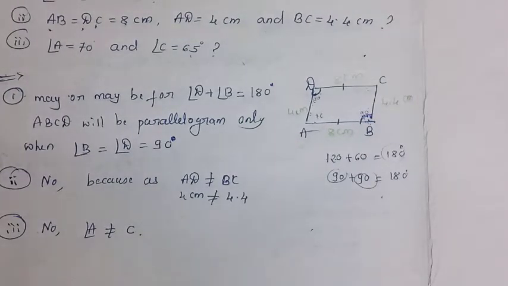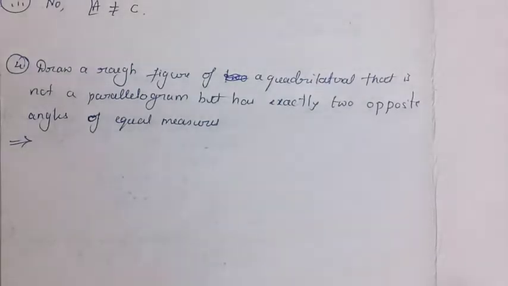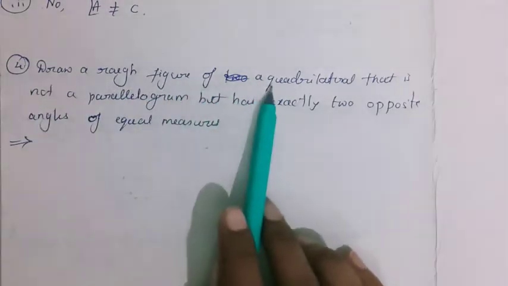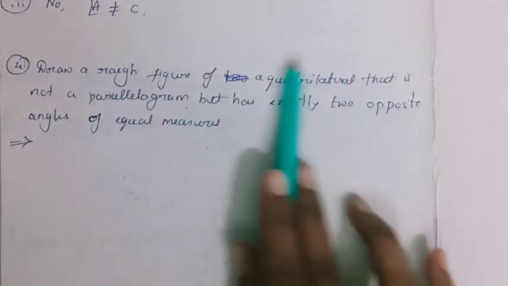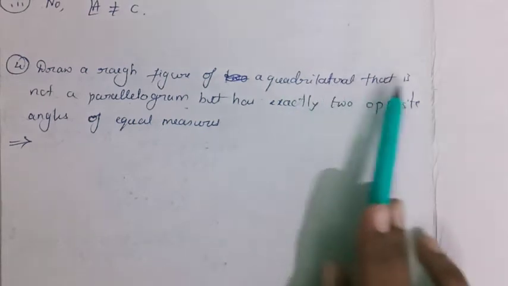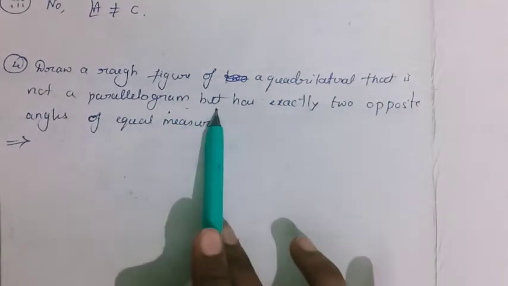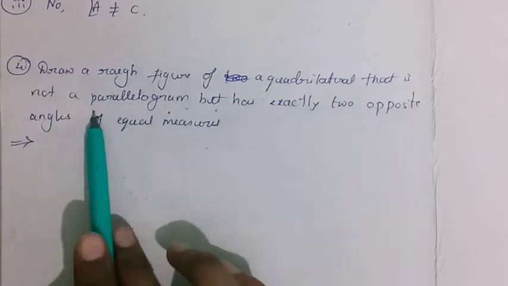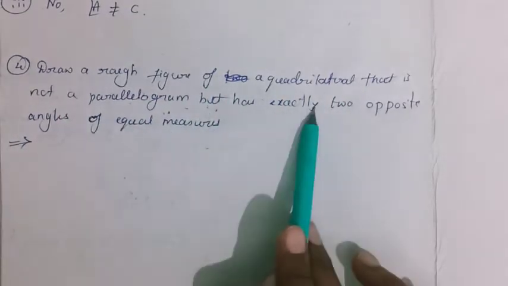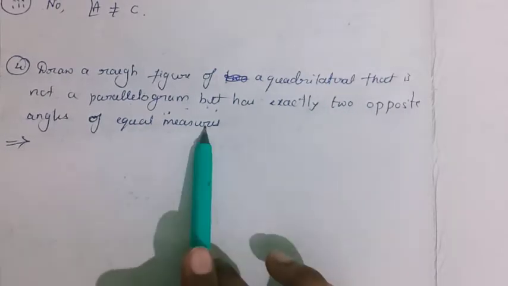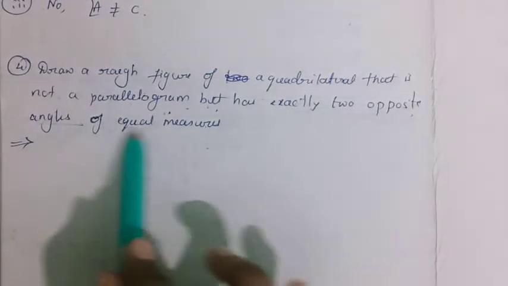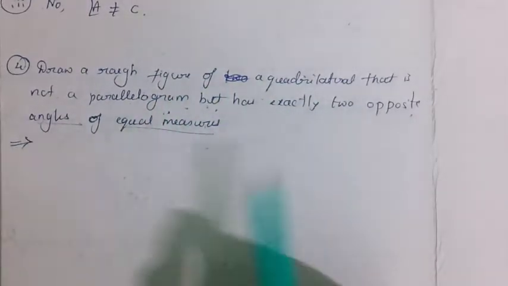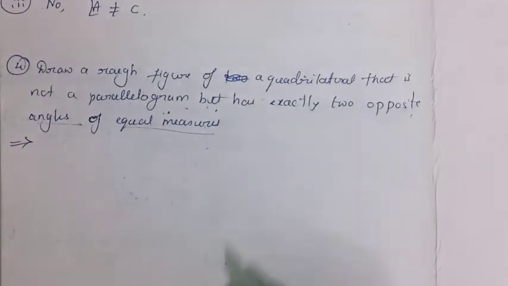So write down your homework question. Before going to the homework, we will observe the fourth one also, because it is related to this topic only. Draw a rough figure of a quadrilateral that is not a parallelogram. So you have to remember what properties a parallelogram has. We should not get that one, not a parallelogram, but has exactly two opposite angles of equal measure. So these are the two opposite angles. We are drawing a quadrilateral which has two opposite angles of equal measure. That means opposite angles are equal to each other.